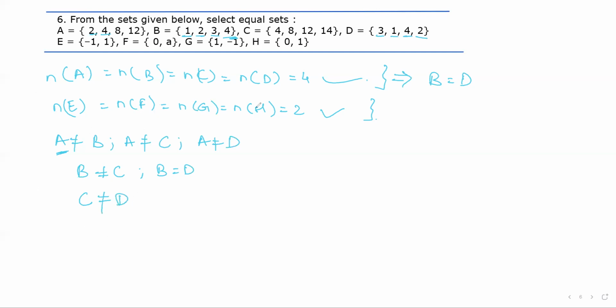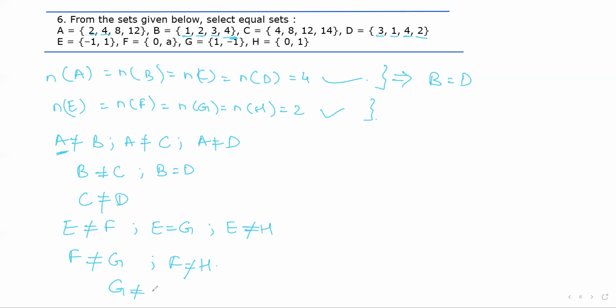Next, E, F, G, and H. E is -1 and 1. Compare it with F, you have 0, A, and definitely not. With G, -1 and 1, your E is equal to G. So E compared with F, not equal. E compared with G, equal. E compared with H, not equal because you have -1 in E, which is not there in H. F compared with G, not equal: 0 is present in F, not present in G. F compared with H, not equal because H has 1, F doesn't. Then compare G and H, they are not equal.